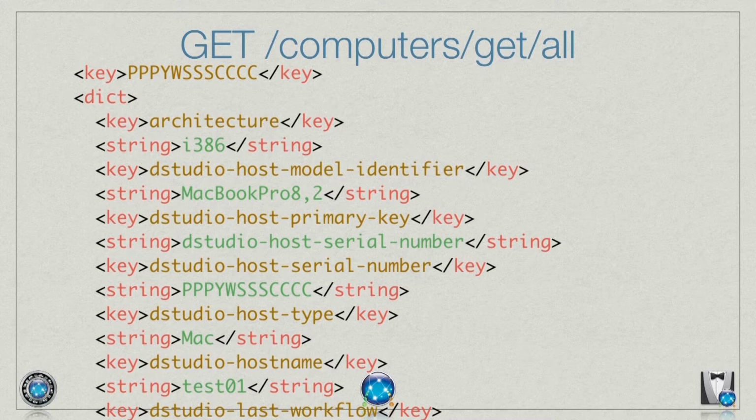So, some key information here. There's architecture, i386. DeployStudio had support for PowerPC at one point, so that's a key identifier. It tells you the model identifier, and tells you the primary key that we're using is serial number. Again, the serial number. We're saying that it's a Mac because, again, DeployStudio had support at one point for PCs. If we move up a little bit.